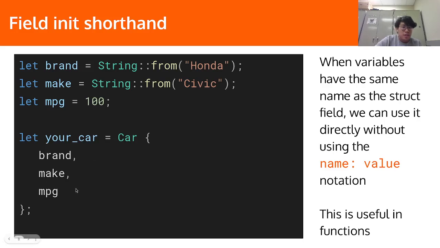This does not look like it has an extra use here, but it is actually very useful, for example, when we have functions. When we pass in a string to a function, and in that function we instantiate an instance of a struct, we can directly use a variable like this.